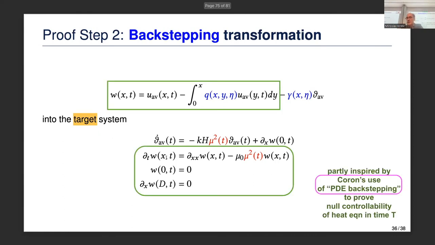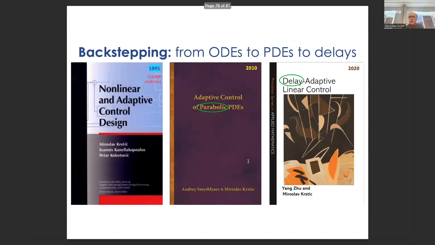I just want to point out and give credit that this particular approach is partly inspired by a similar approach that Jean-Michel Coron and some collaborators of his used as a PDE backstepping approach to proving null controllability of the heat equation in time T. This was the first result that I know of where null controllability is proven not by an open loop function of time, but by a feedback. And there is included a stepwise rising mu as opposed to a continuously rising or blowing up mu. This backstepping has a long history from finite dimensional systems to adaptive control of PDEs, to adaptive control of delay systems, and so on.